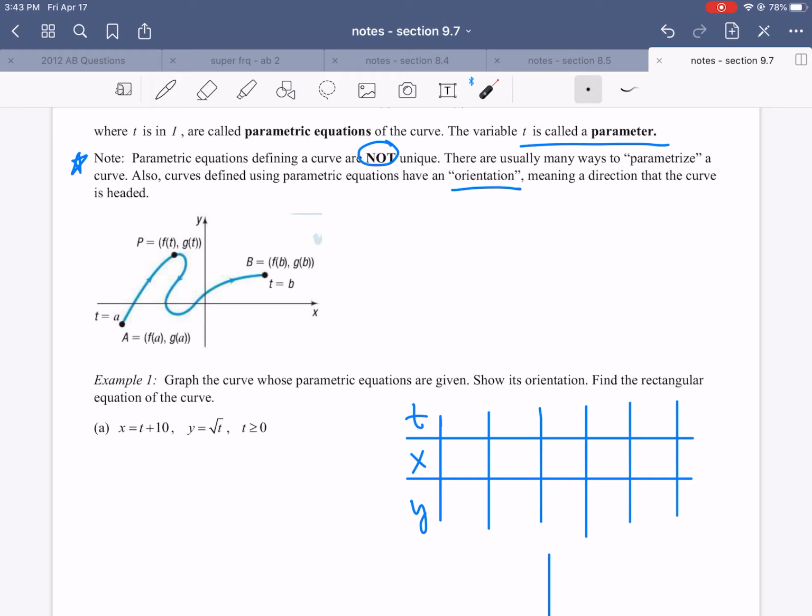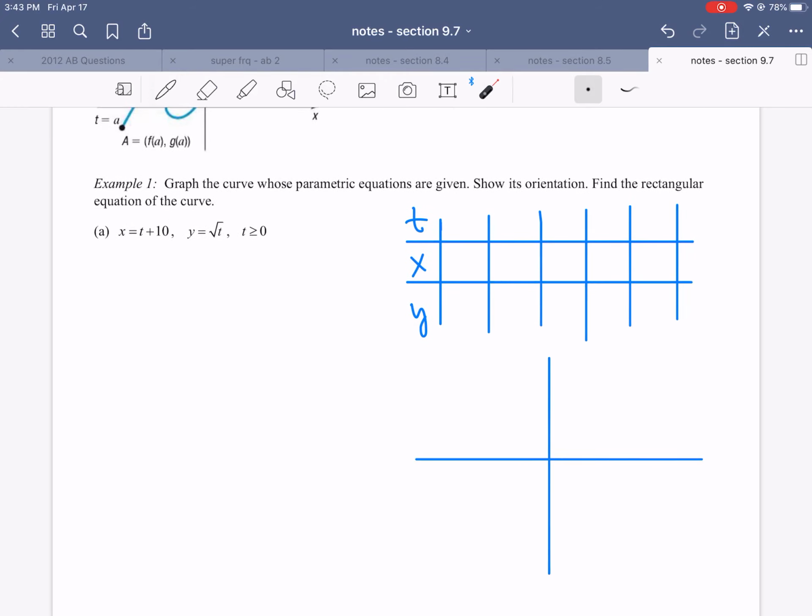So let's take a look at this example, and I've gone ahead and drawn a nice little table of values and a graph here. And so as we fill in this table of values, we're going to figure out what x and y are based on the equations that are given. X is equal to t plus 10, and y is equal to the square root of t. And then as we figure out what those values are, we're going to graph them below.